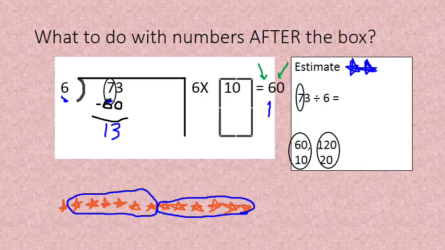The two main things you need to know is the numbers that are after the box, you subtract, and then the answer you get from your subtraction, you want to see if you can still make more groups of the numbers that we count by. In this example, 6.